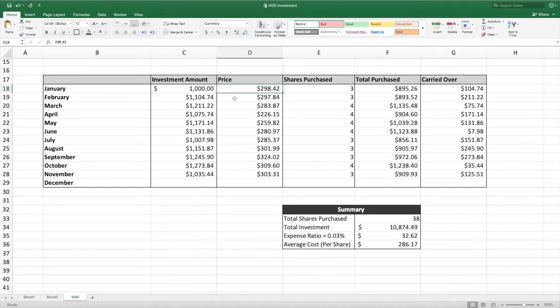So we can see the amounts we've paid. Obviously in January the price is $298, and then we've purchased 3 shares. We can go down and look at it, and it's summarized at the bottom. We started in January and we've just paid November's, so we've made 11 payments. We spent $10,874.49, and our average cost per share here is $286.17.